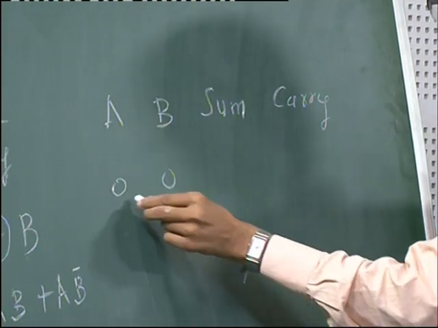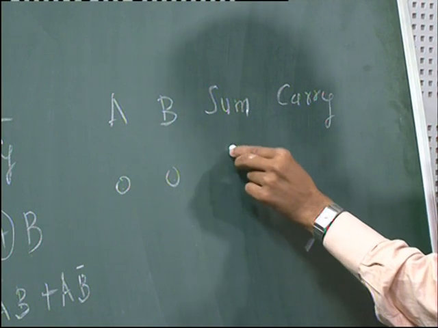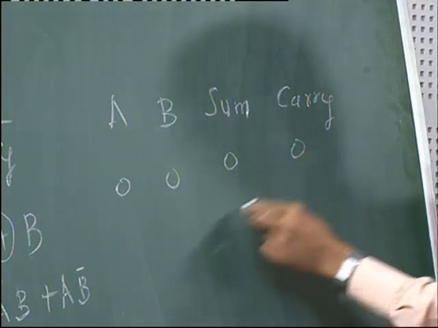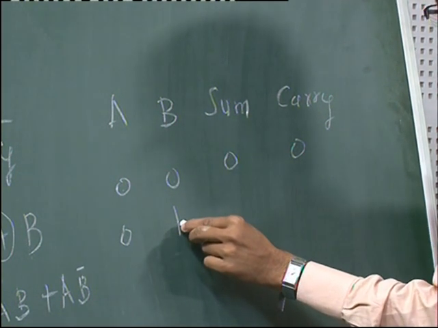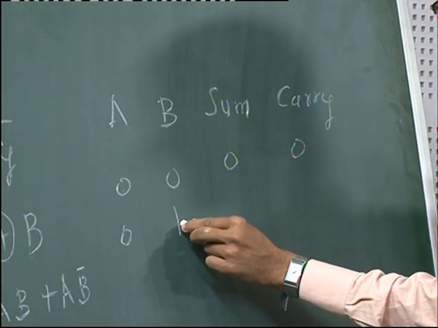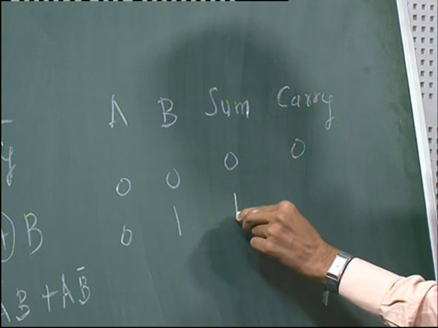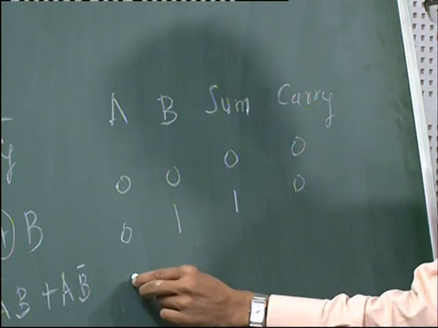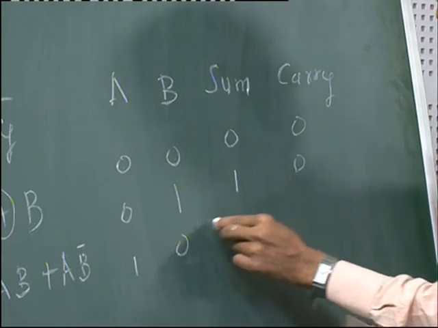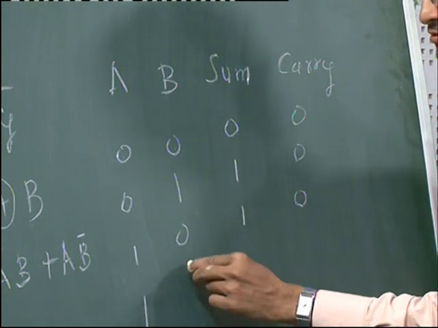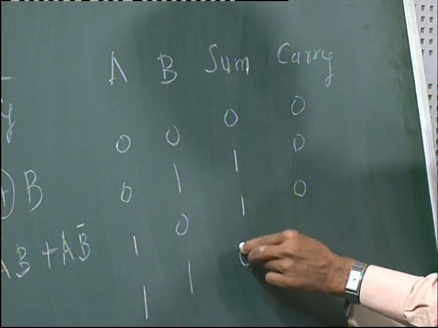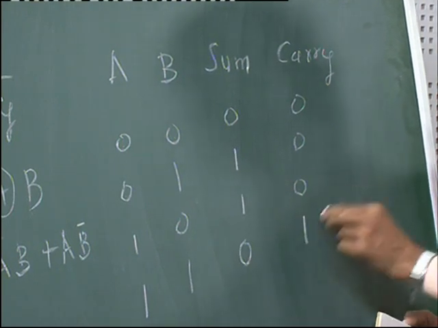So 0, 0. If you add 0, 0, you will get 0, no carry. If your numbers are 0 and 1, 0 plus 1 in binary, remember carefully, we are discussing the binary number system, will give you 1, no carry. 1, 0, 1 is the sum, no carry. 1, 1 will give you sum 0 and carry 1.